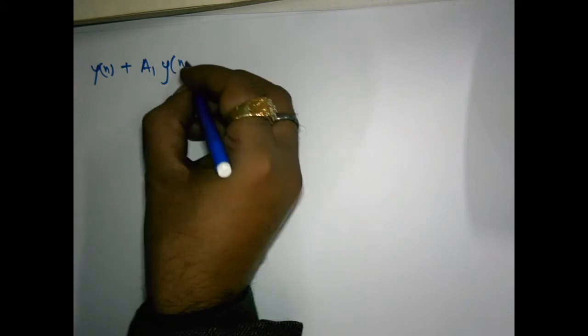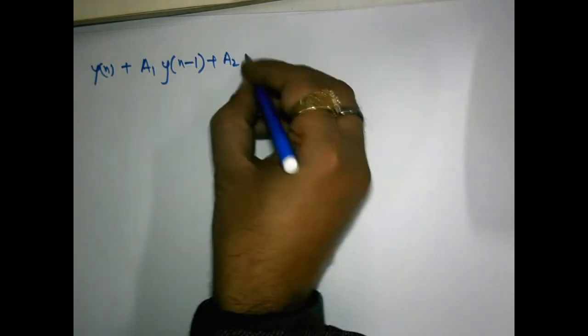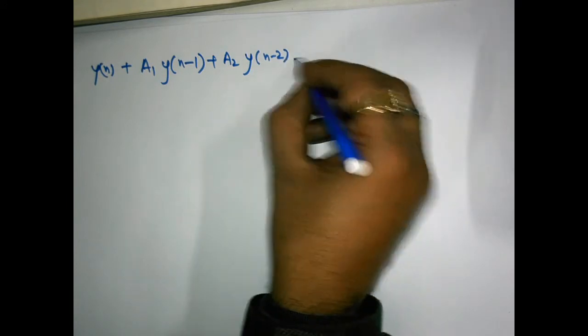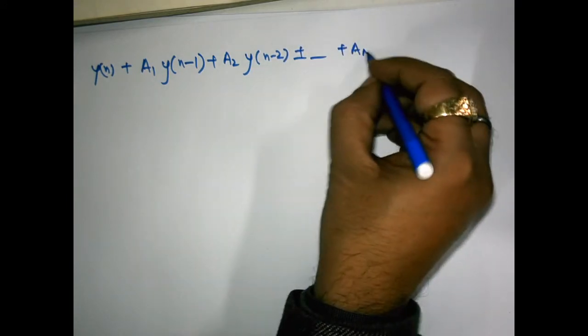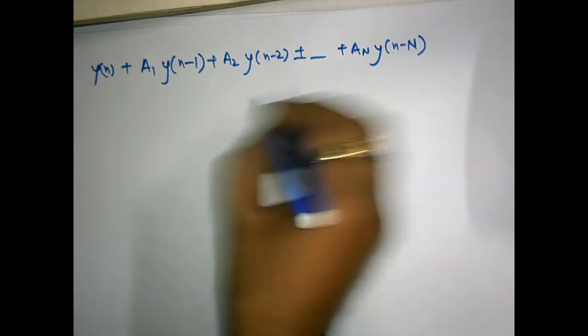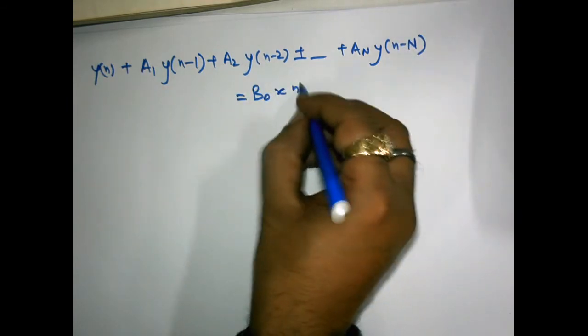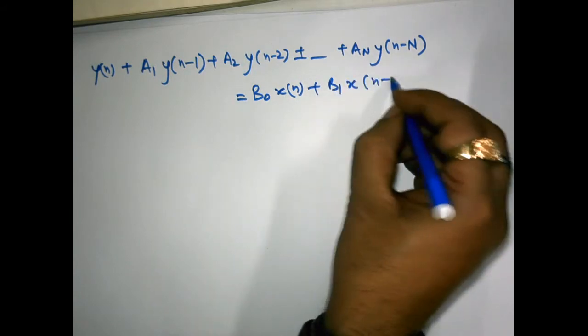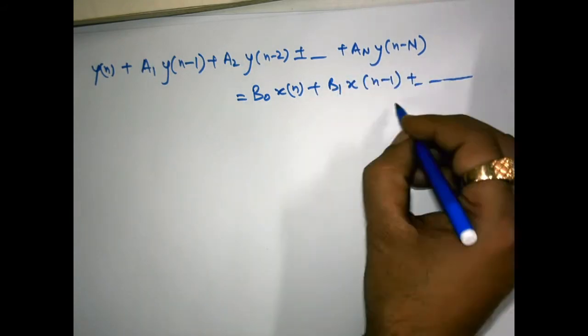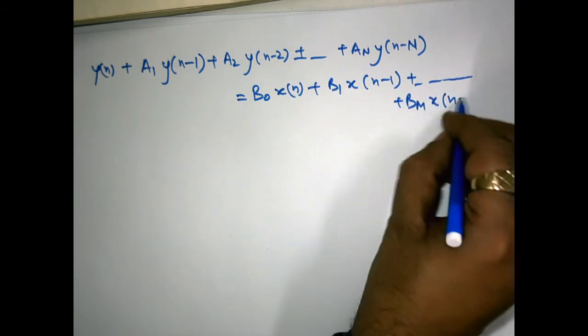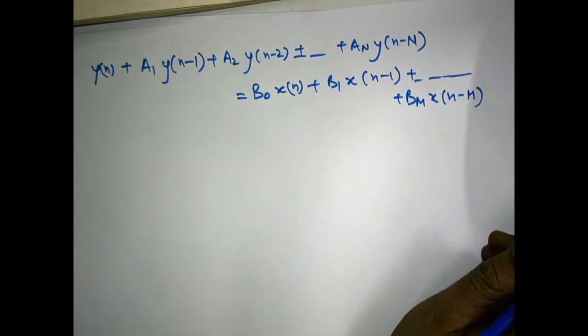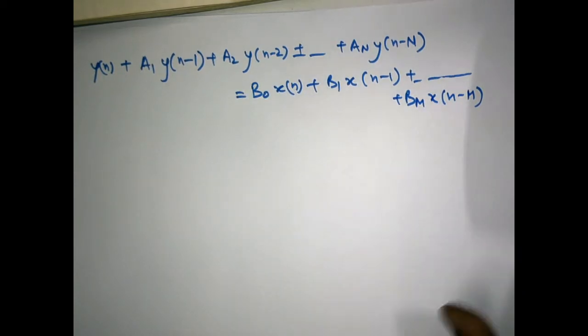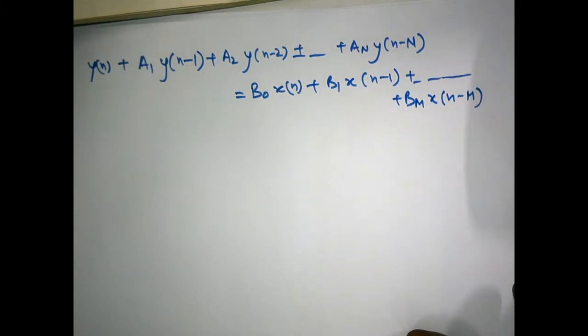In difference equation form, a system is described like this: y[n] plus a1 y[n minus 1] plus a2 y[n minus 2], going this way up to aN y[n minus N], equals b0 x[n] plus b1 x[n minus 1], going this way up to bM x[n minus M]. This is the difference equation form of a general digital filter, you can say.